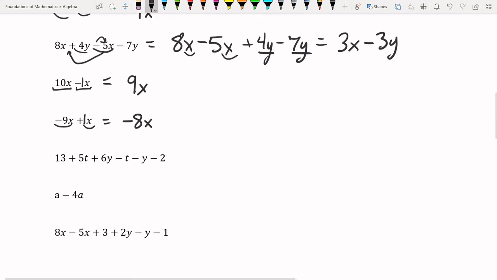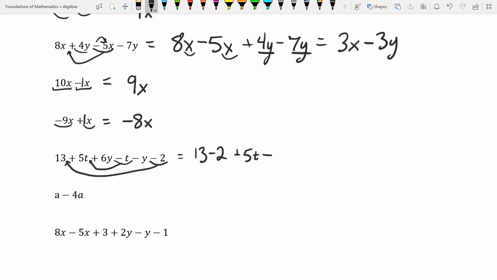All right, like terms here, let's group them up. So we have 13, so I'm going to move this negative 2 right here. I'm going to move this negative t in front of that 6y. That gives me 13 minus 2, then plus 5t minus t plus 6y minus y.